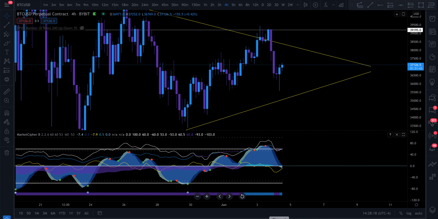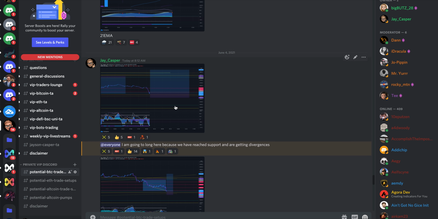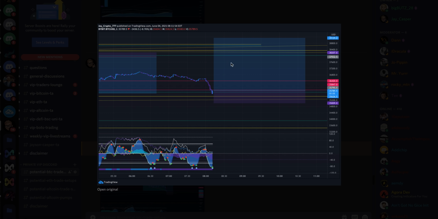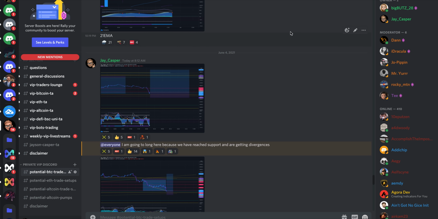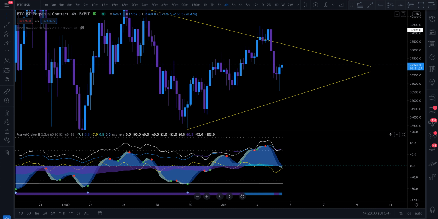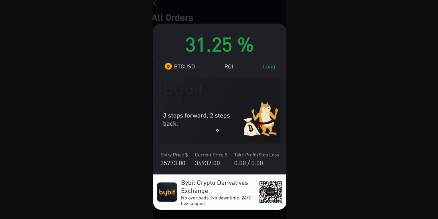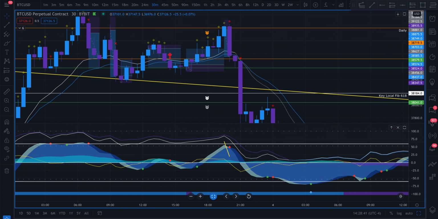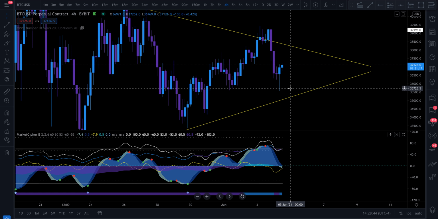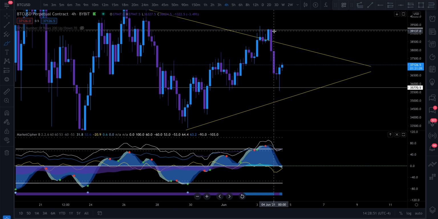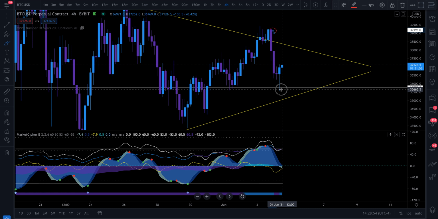And then this morning, when we were down here, I posted that I am going long because I got my Market Cipher indications right here. And my entry was 35773. And if we come to the chart again and we take a look, where's 35773? 773 is right about here, okay? So I was able to short this and long this using the Market Cipher indicator.